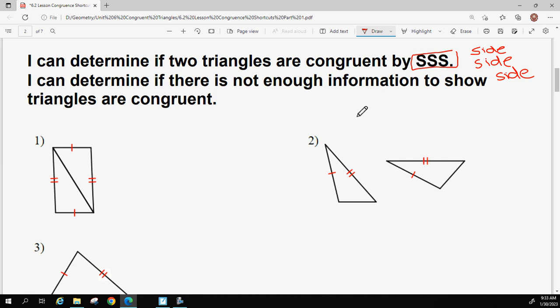And that means if I know that each side in one triangle is congruent to a side in the next triangle, so I know all three pairs of corresponding sides are congruent, then I can say the triangles are congruent without knowing anything about their angles. And so let's look at this first one.